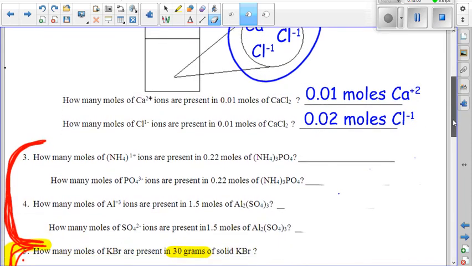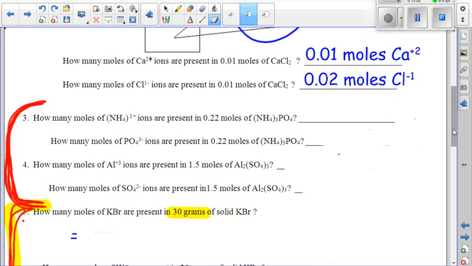We'll do a couple more of these. Let's say we're looking at number 4. It says we have 1.5 moles of aluminum sulfate. So how many aluminum ions do you have? So Ian, how many aluminums are in aluminum sulfate? Okay, so if you had 2 aluminums in every one of these, how many moles of just aluminum would you have in this question? 3. That's right. There you go. So 2 times the 1.5 that you have of the whole thing.